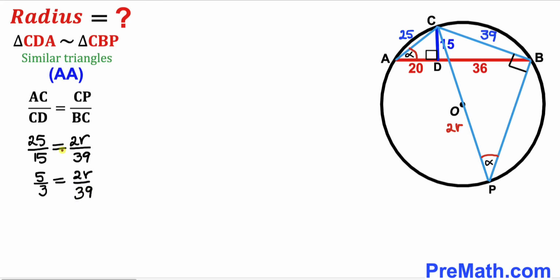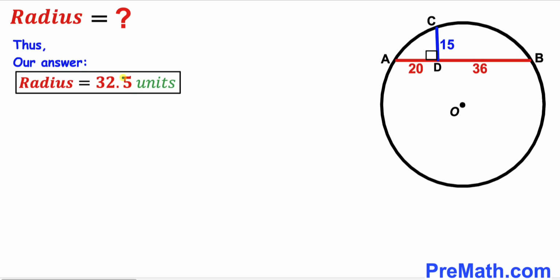Now I am going to cross multiply. So if we cross multiply, we are going to get 6 times r is going to be equal to 195. Now I'm going to divide both sides by 6 to isolate radius r. Here we can see this 6 and 6 is gone. So our radius lowercase r turns out to be equal to 32.5 units. Thus, after all the calculations and manipulations, the radius of this circle turns out to be 32.5 units. And that's our final answer.